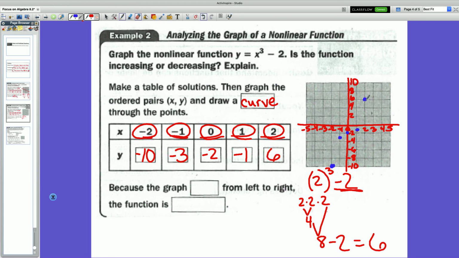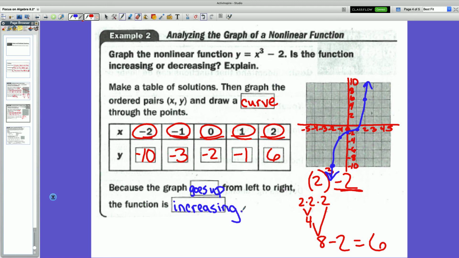Now remember, we're going to draw a nice smooth curve through the dots. So it looks like I'm going to start down here. I'm going to curve this way, and then I'm going to curve that way. So, again, it's continuing forever in both directions, so it still gets the arrows on both ends. And we look at it from left to right, and we say it's going up, because the graph goes up. From left to right, the function is increasing. Increasing, because it's going uphill.